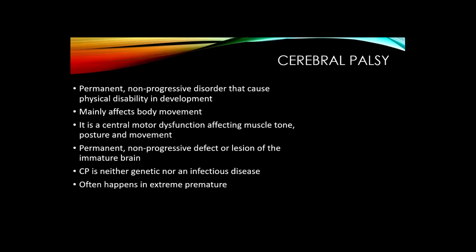The major problem that patients with cerebral palsy have is they end up getting potential for pressure sores or for pneumonia because they can't cough effectively. It mainly affects body movement. Okay, it's a central motor dysfunction affecting muscle tone, posture, and movement. It's a permanent, non-progressive defect or lesion of an immature brain.